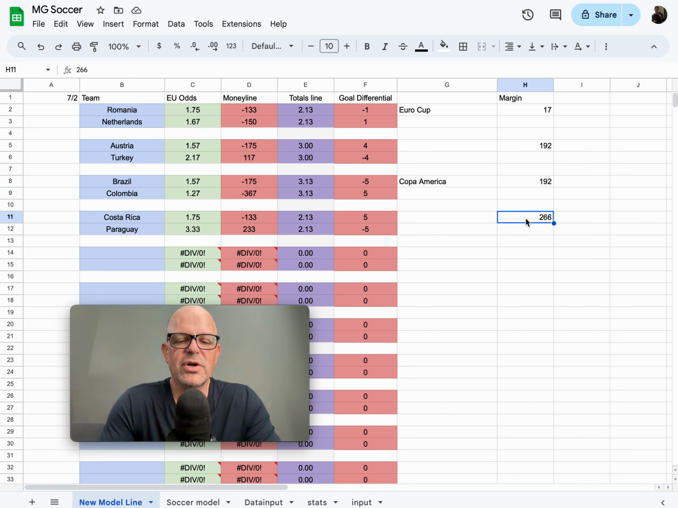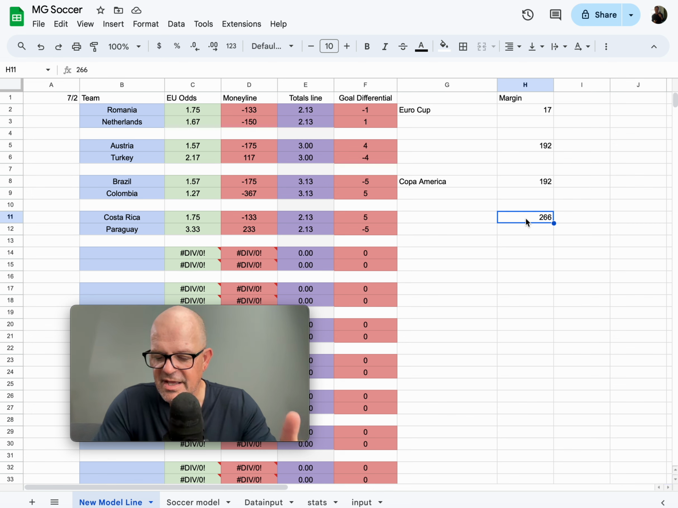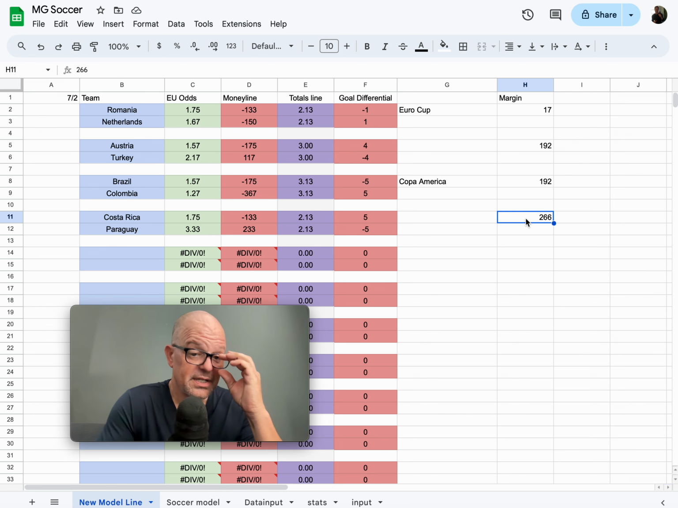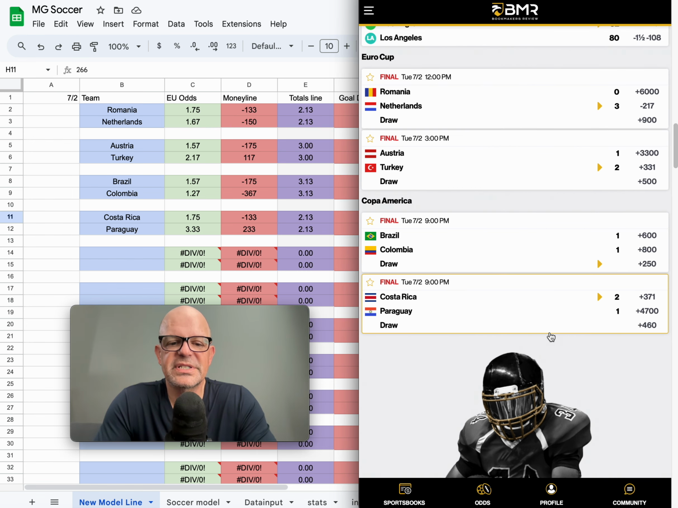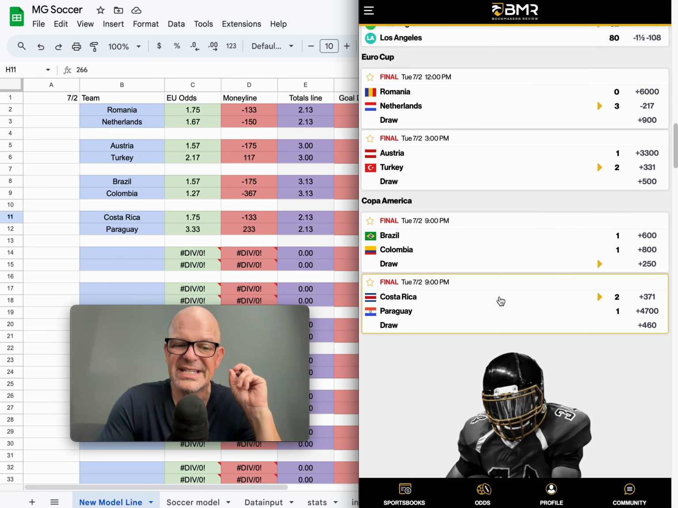Now, let's apply the margin concept. Going back to the definition, the larger the margin difference between two teams, the more likely the team with the higher score will win. So in this case, which team has the greatest margin difference? It is Costa Rica over Paraguay, a 266 differential between those four teams. So if we're looking at what is the best play out of those four matches, it is Costa Rica.